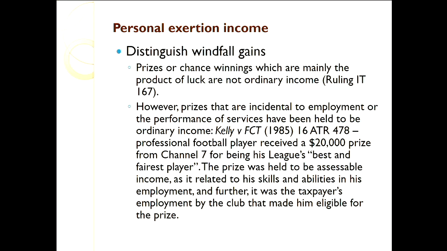So in Kelly's case, you had a professional football player. He received a $20,000 prize from a TV station, Channel 7, for being his league's best and fairest player. Now, the prize was held to be income because, why did he get it? He got it because he was considered excellent at his occupation, and his occupation was being a football player. It wasn't luck, the way a lottery is. Okay, that's at page 148 of your book.